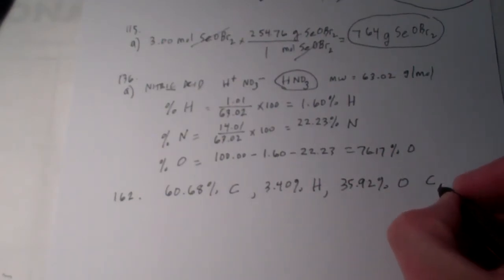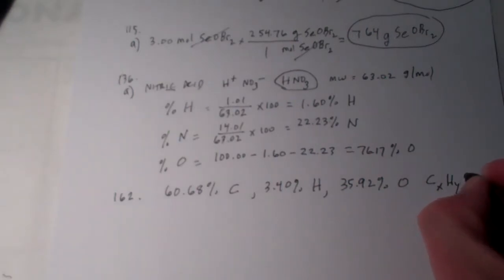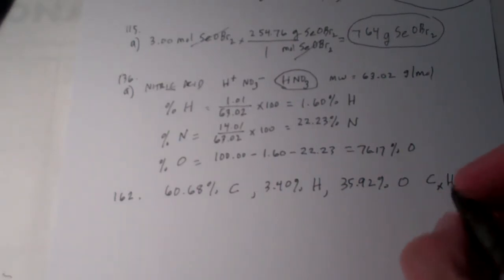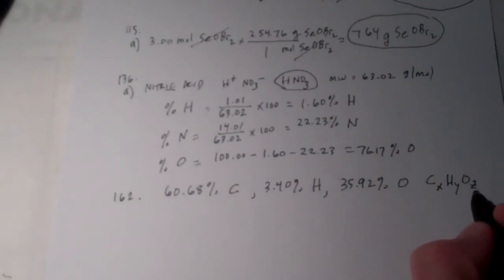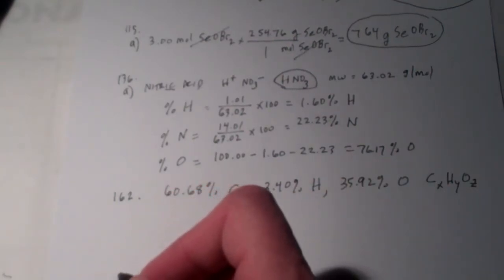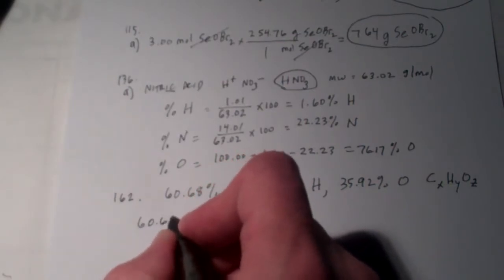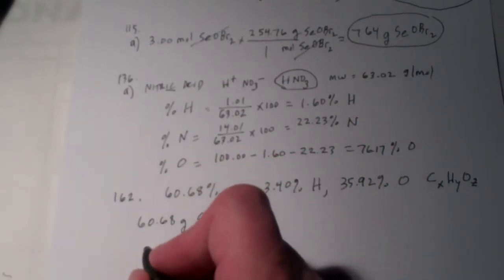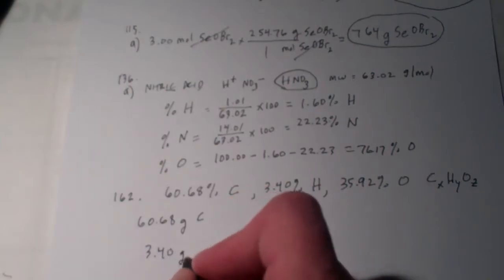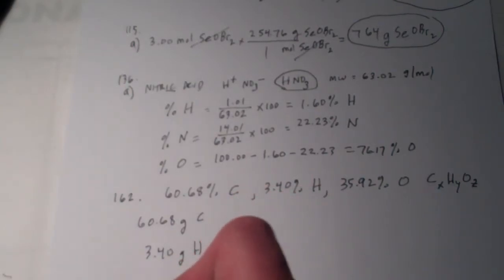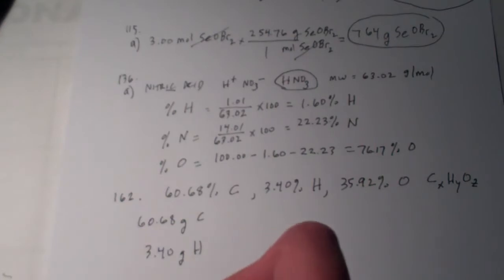So the formula will be CxHyOz. We want the lowest whole number ratio here. So we assume we have 100 grams of compound. If we do, that gives us 60.68 grams of carbon, 3.40 grams of hydrogen, and 35.92 grams of oxygen.